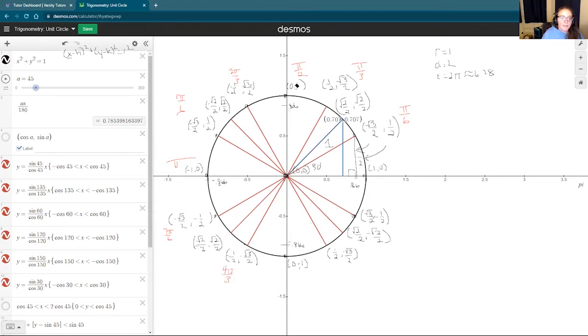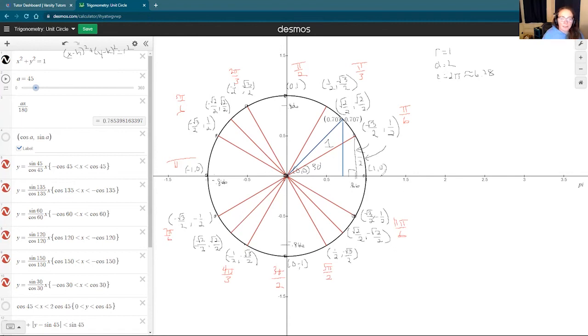All right, the next one is going to be 1, 2, 3, 4, 5, 6, 7, 8, 9. 9 pi over 6, or in other words, just 3 pi over 2. Okay, so this is going to be 10 pi over 6, in other words, 5 pi over 3. This is 11 pi over 6, can't reduce that. This is 12 pi over 6, or in other words, 2 pi.